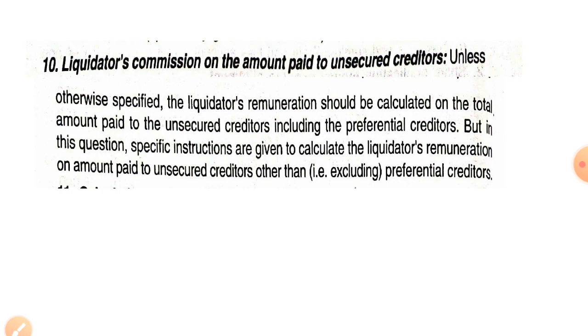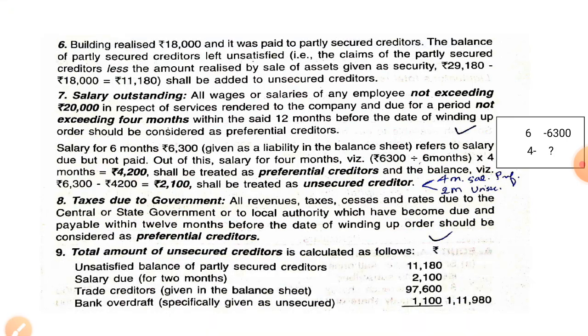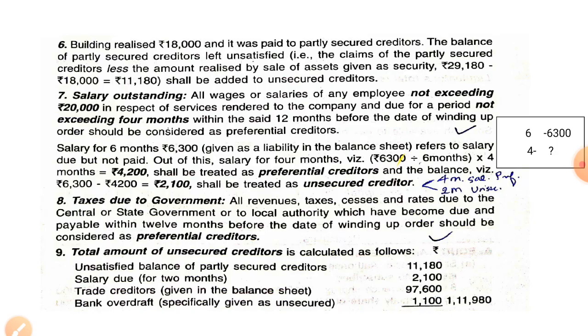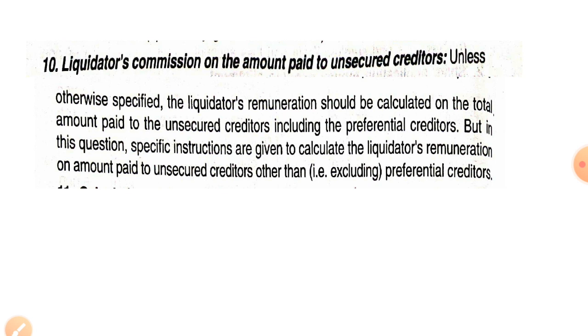Liquidators commission on the amount paid to unsecured creditors. Unless otherwise specified, liquidators remuneration should be calculated on the total amount paid to unsecured creditors, including the preferential creditors. We have seen this, right? Including the preferential creditors. But in this question, specific instructions are given. They said unsecured creditors other than preferential creditors, right? So we are excluding the preferential creditors. So while calculating, we are taking into consideration only unsecured creditors other than preferential creditors.